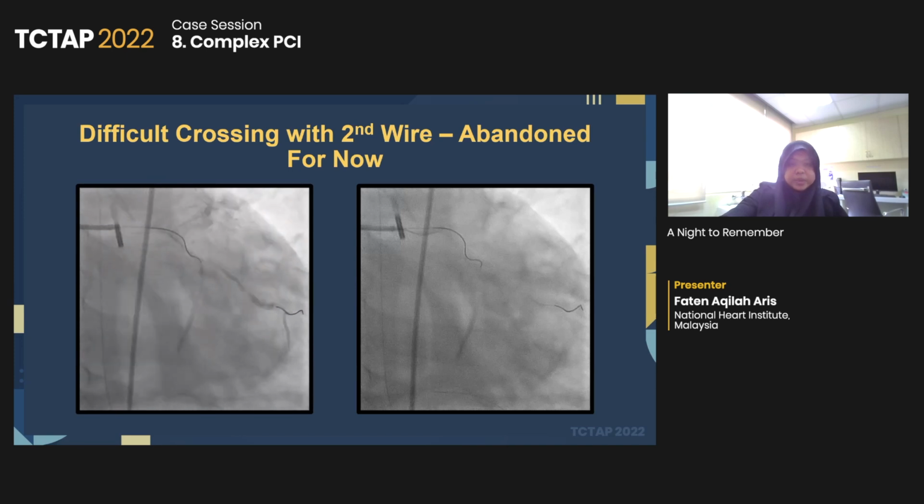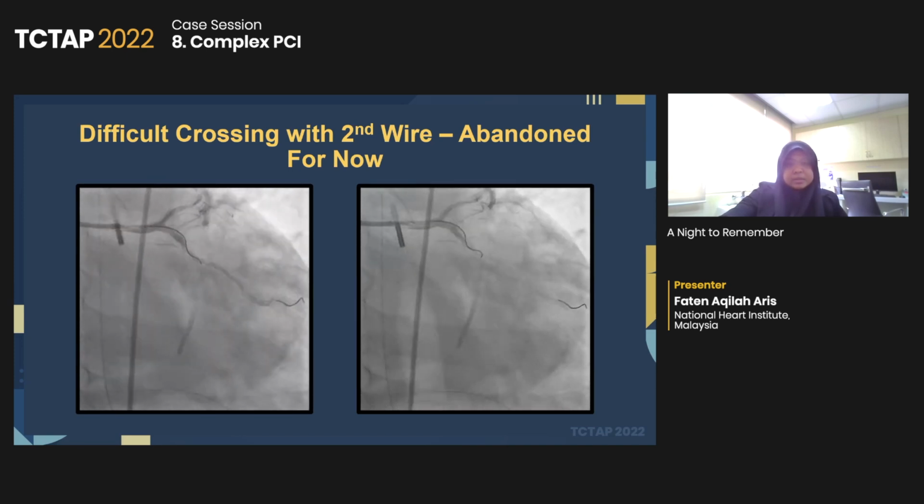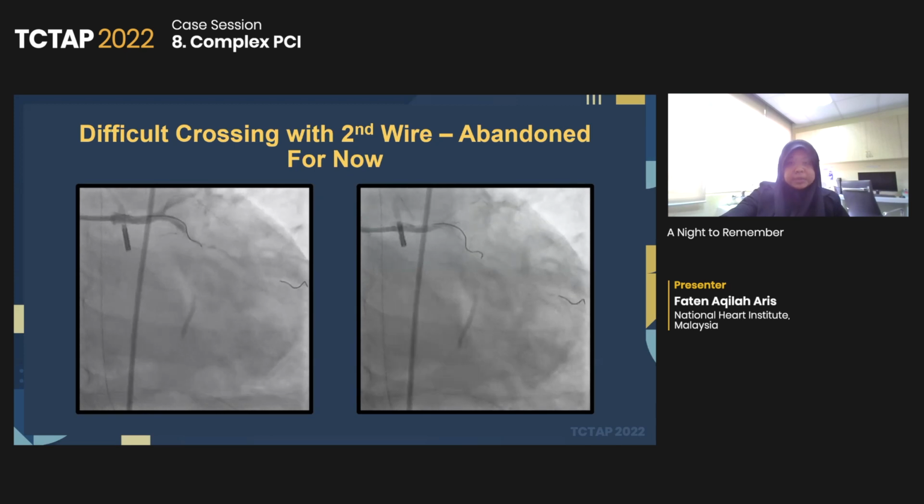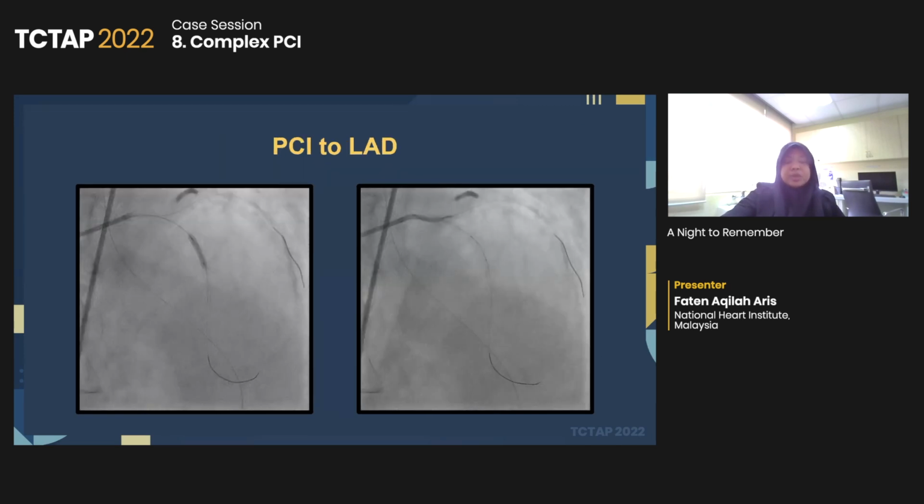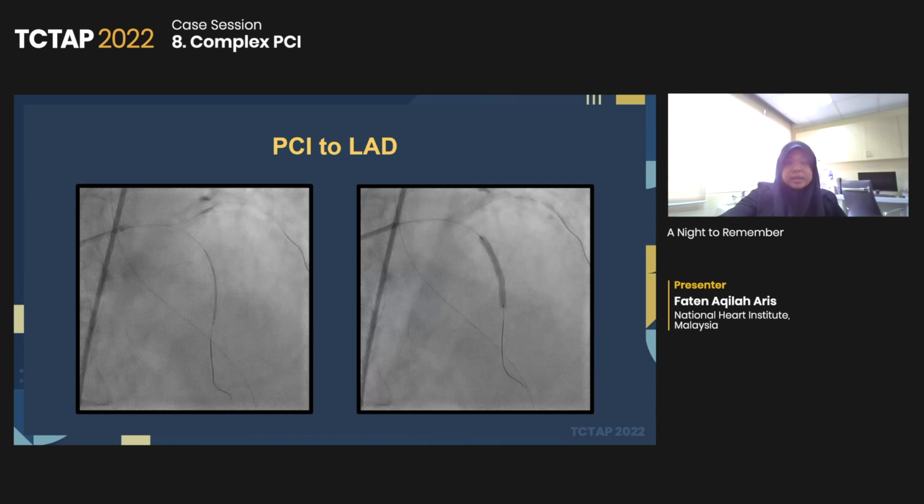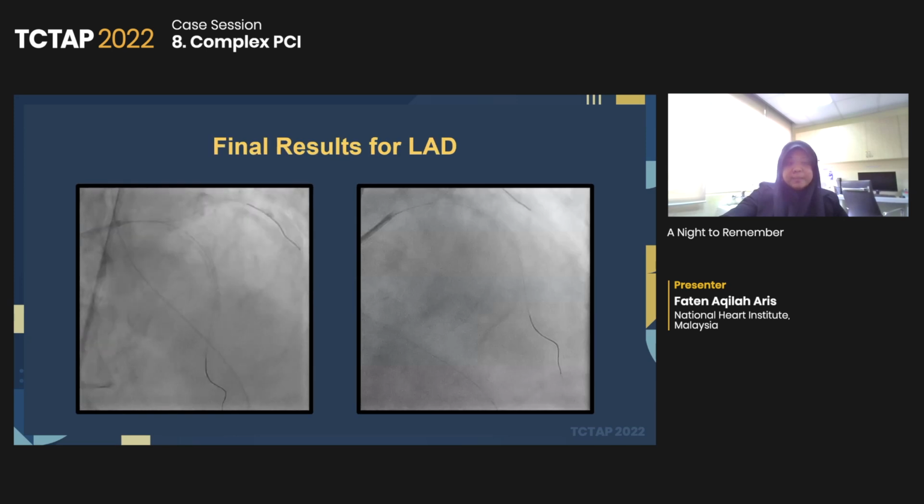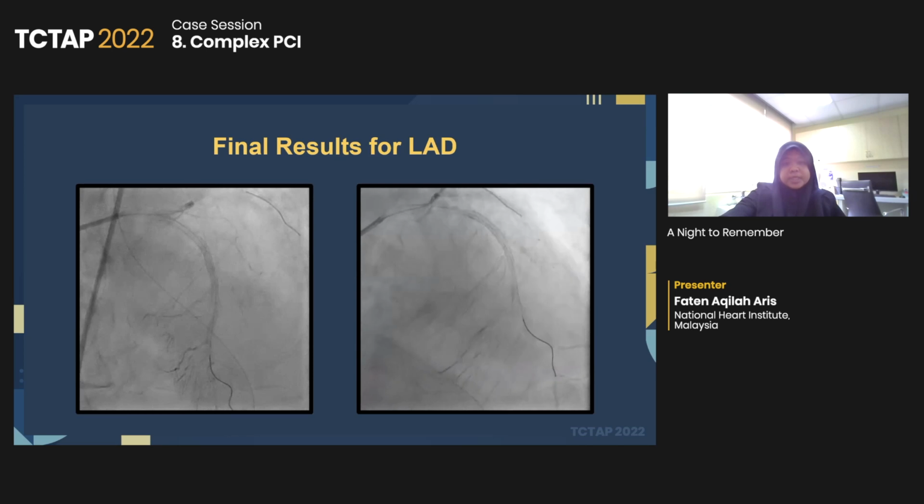We tried using a second wire, but in the end, we were unable to wire the true circumflex artery. So after 20 minutes, we thought we had to stop, and we thought we needed to open the LAD because the mid LAD is a very, very tight lesion. So it was a rather smooth PCI to the left anterior descending artery. We used a long stent 3030, and this is the final result of the LAD after the PCI.